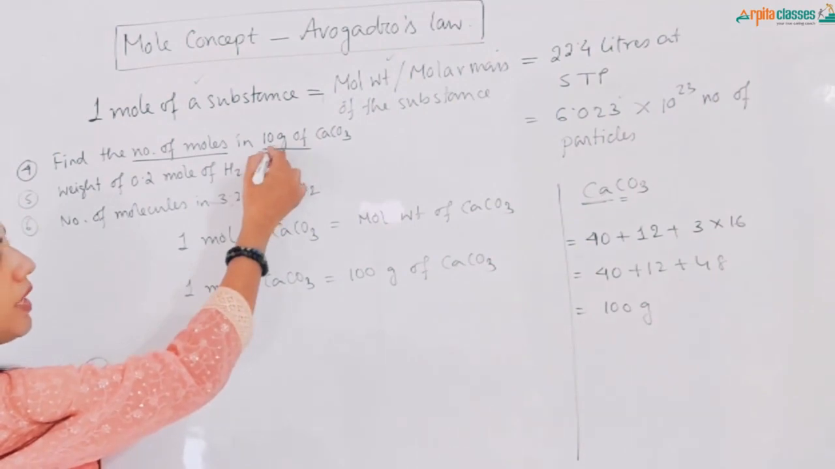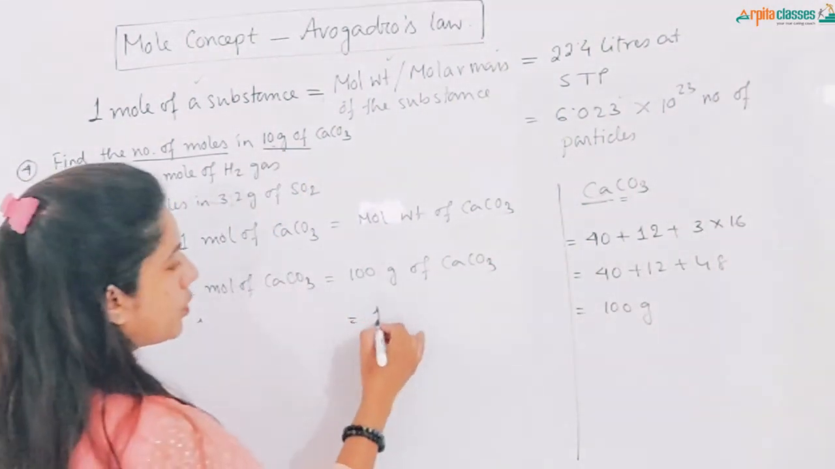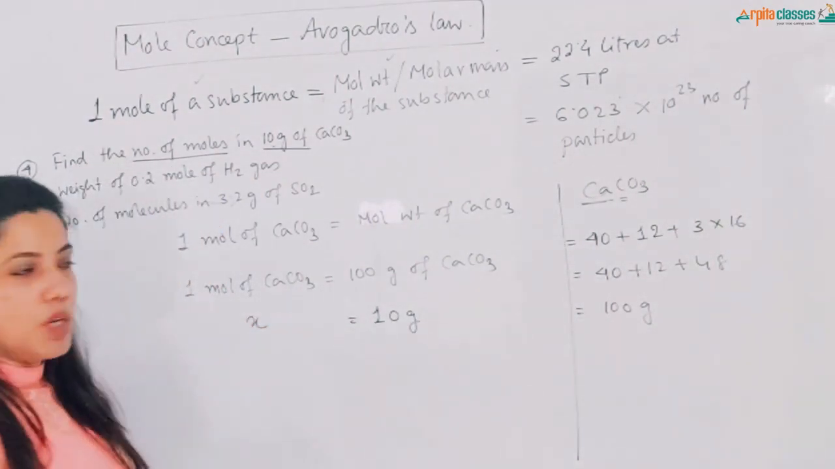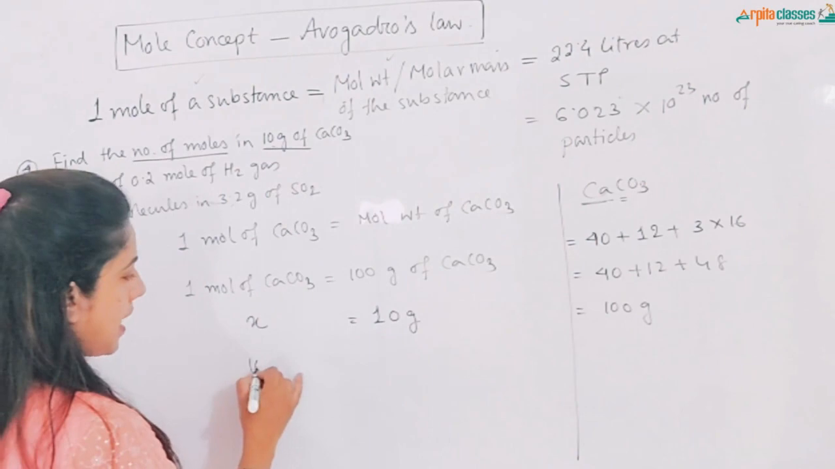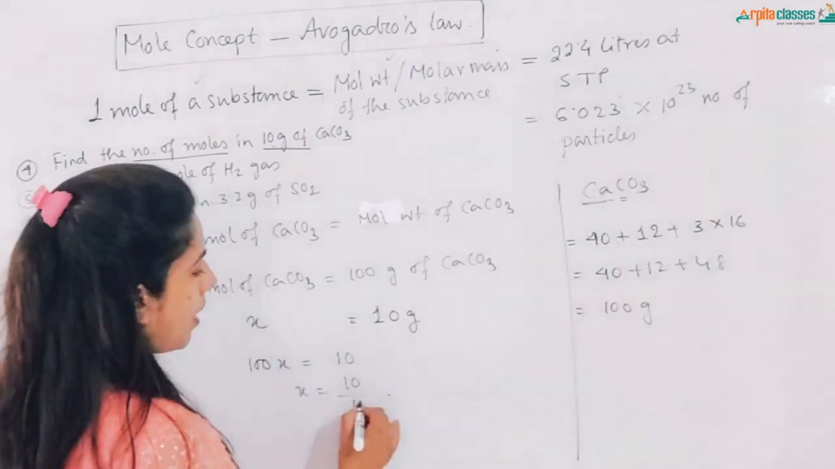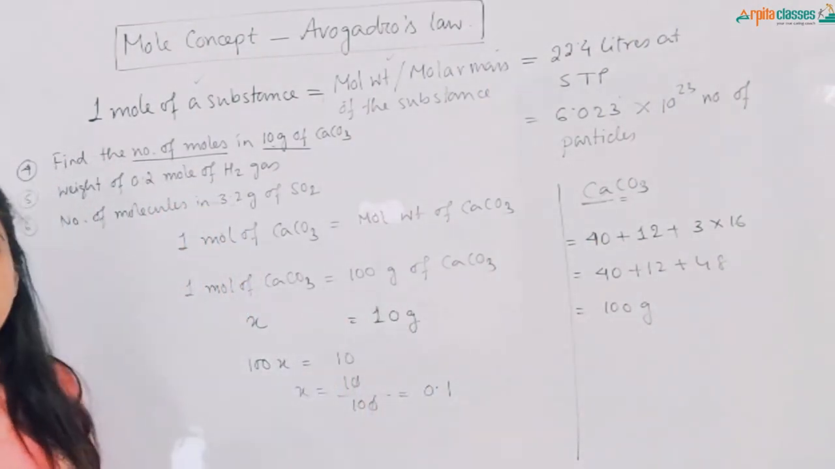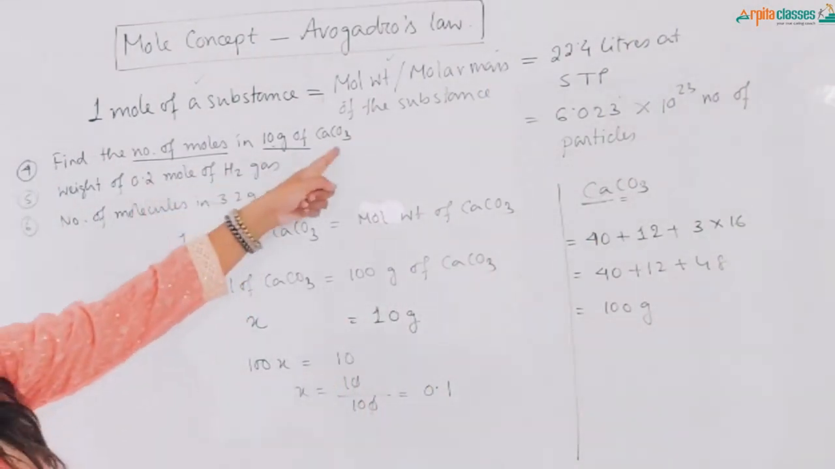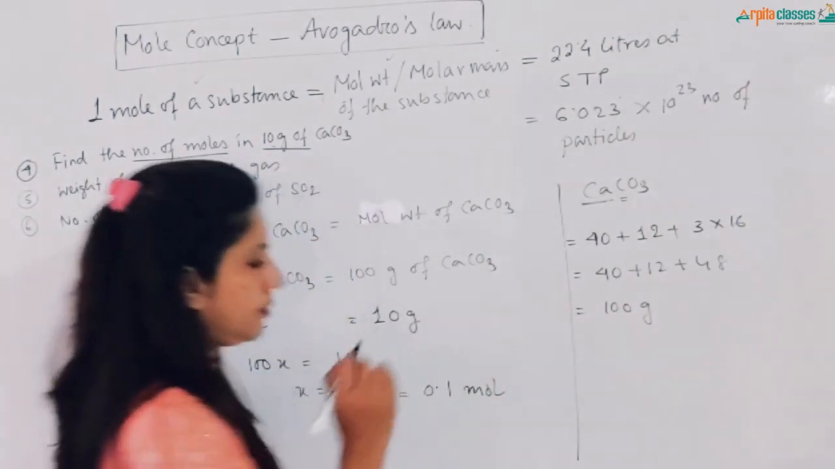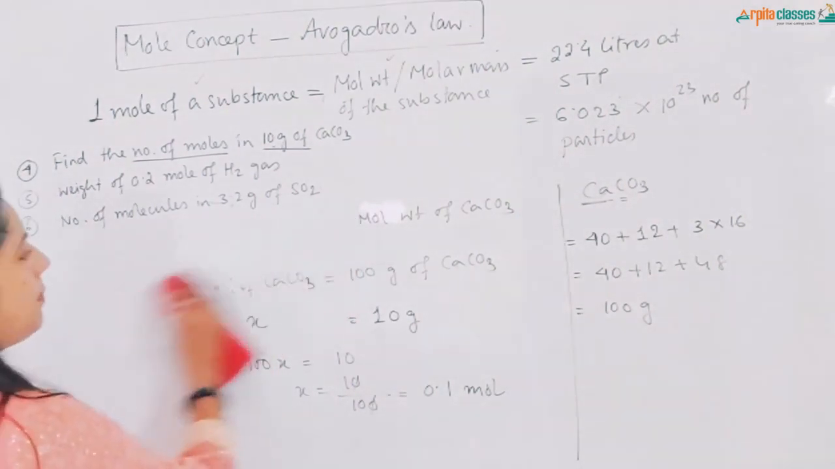So what is the weight of 10 grams? Sorry, how many moles? The number of moles. So 10 gram will come here and we need to find the number of moles. Now cross multiply. It is 100x is equal to 10, or x is equal to 10 upon 100, that is 0.1. So how many moles are present in 10 gram of CaCO3? It is 0.1 mole. Okay, so that is the fourth sum. Now let us see the fifth sum.